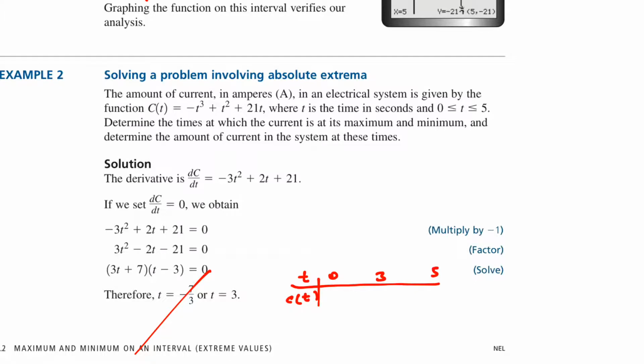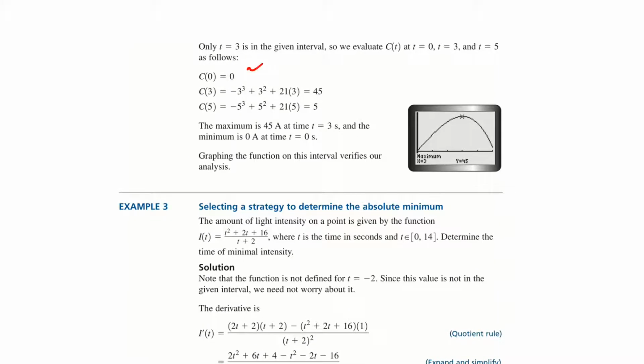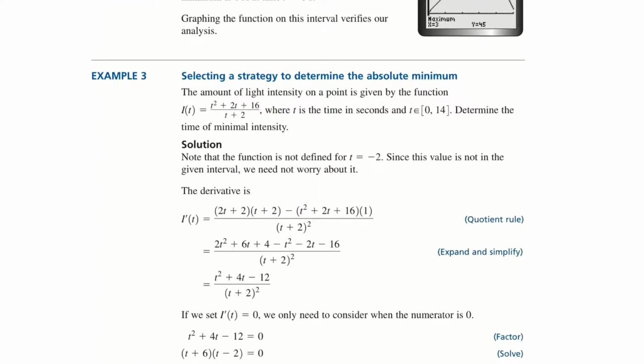At 0 it is 0, at 3 it is 45, and at 5 it is 5. Therefore, at t equals 3 it is maximum, and it is 45 amperes. At t equals 0 it is minimum, and it is 0 amperes.